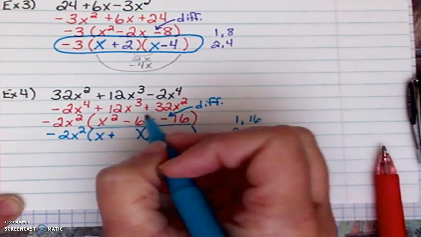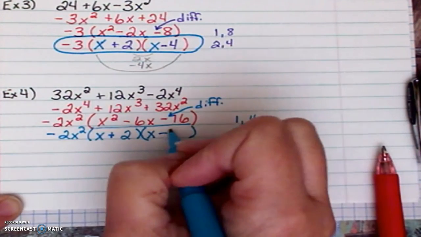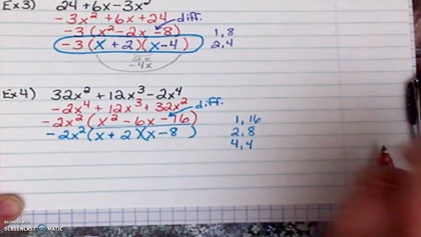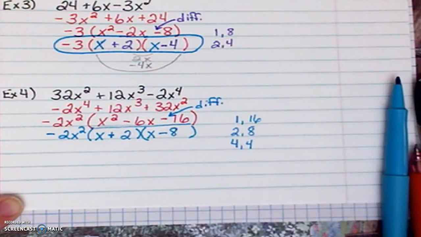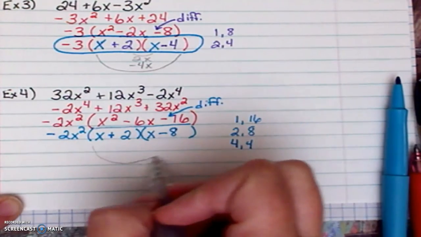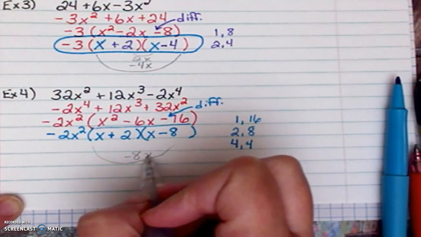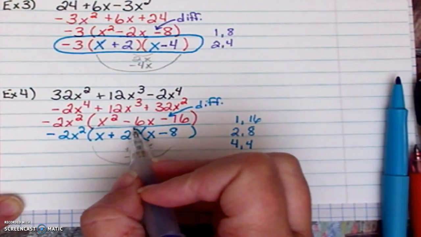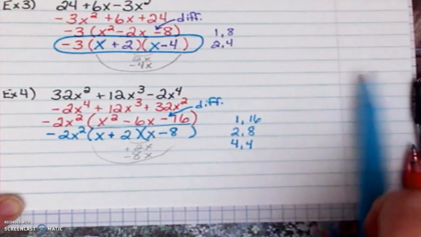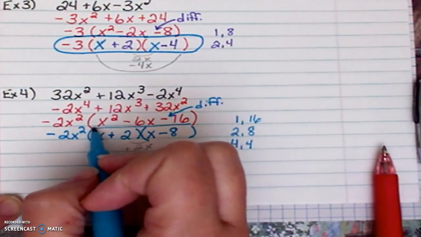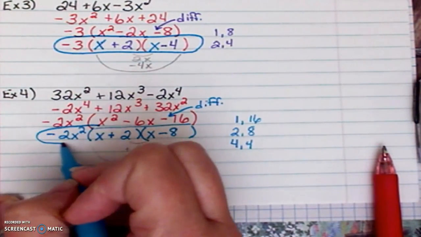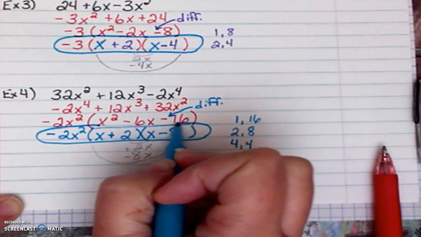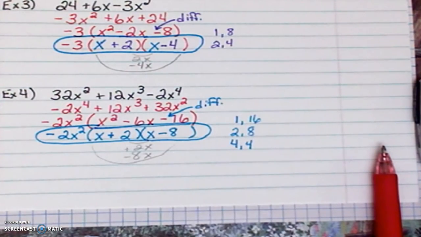So if I look at 8 and 2, just to save time, I don't want to do it wrong. The outer is going to give you negative 8x and the inner gives you positive 2x. If you group those together, you get the negative 6x for that middle term that we are looking for. So your factored form is negative 2x squared plus 2x minus 8.